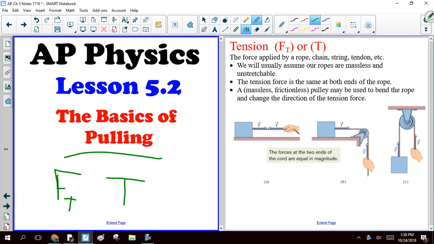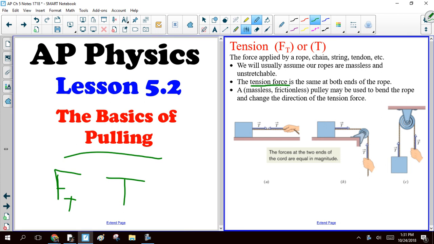So remember, tension is the force applied by a rope or a chain or whatever. We're always going to assume that our ropes are massless and unstretchable, so you don't need to worry about the force required to move the rope. Please remember that under those circumstances, the tension force will be the same at both ends of the rope.